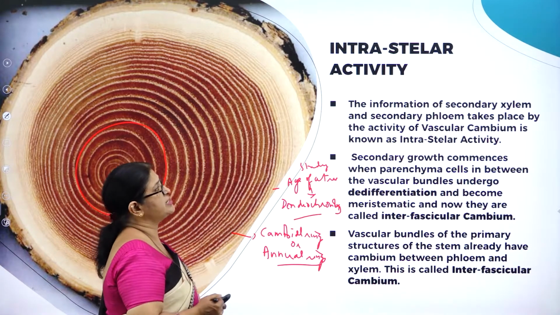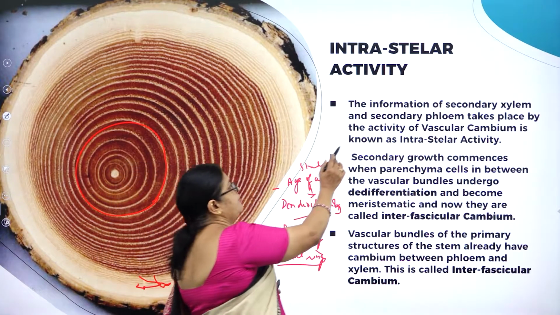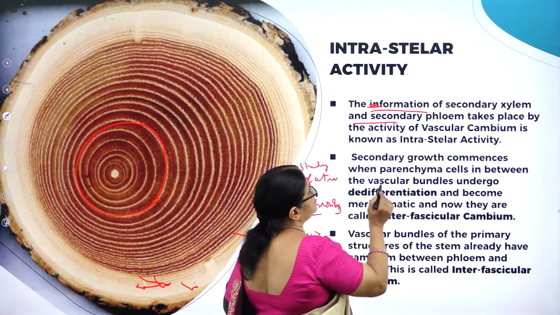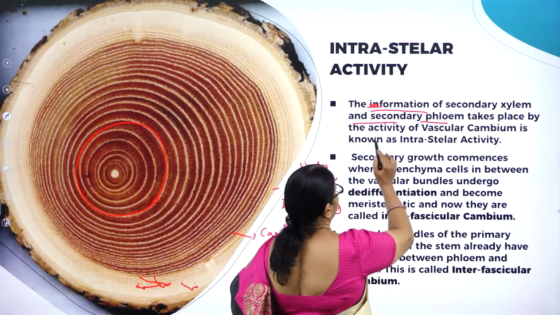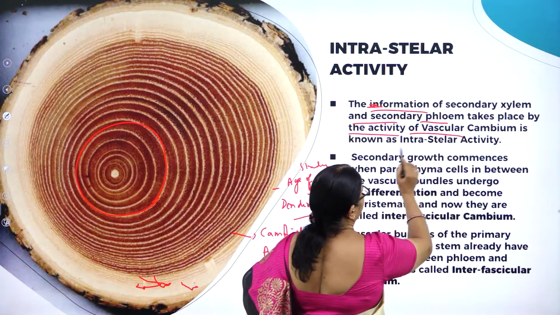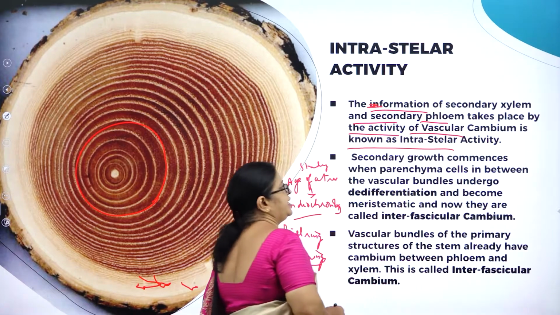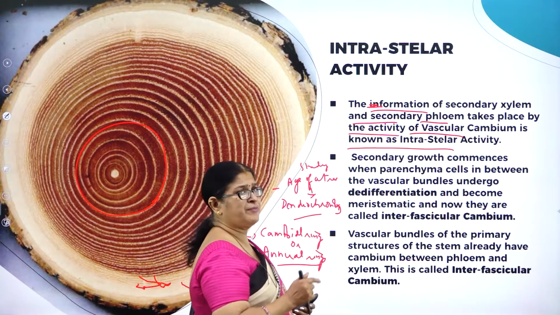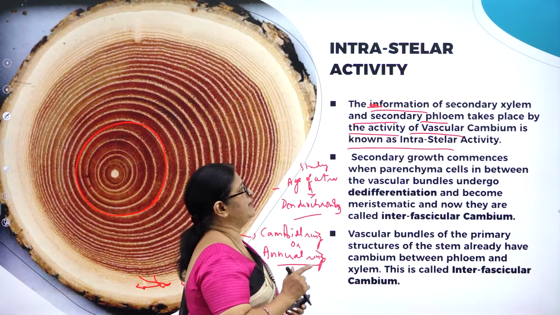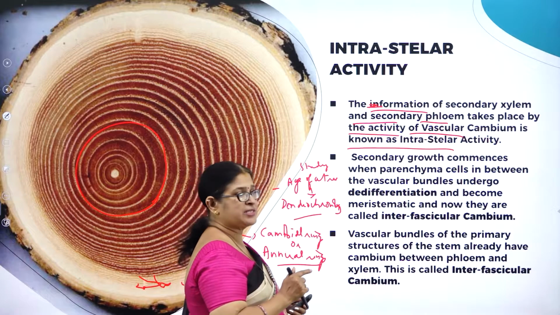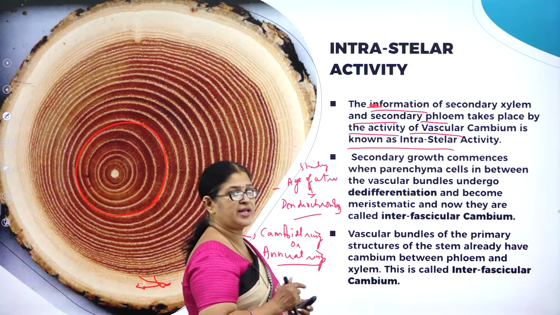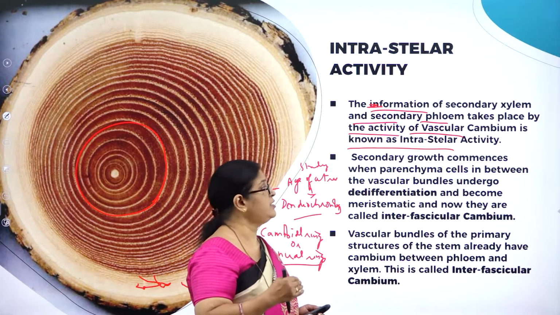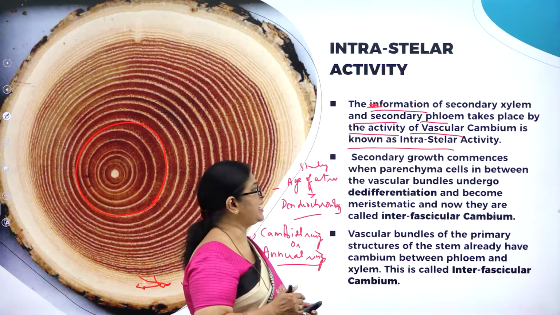So what is intrastellar activity? The formation of secondary xylem and secondary phloem takes place by the activity of vascular cambium, which is known as intrastellar activity. What is vascular cambium? The cambium that is formed between xylem and phloem.